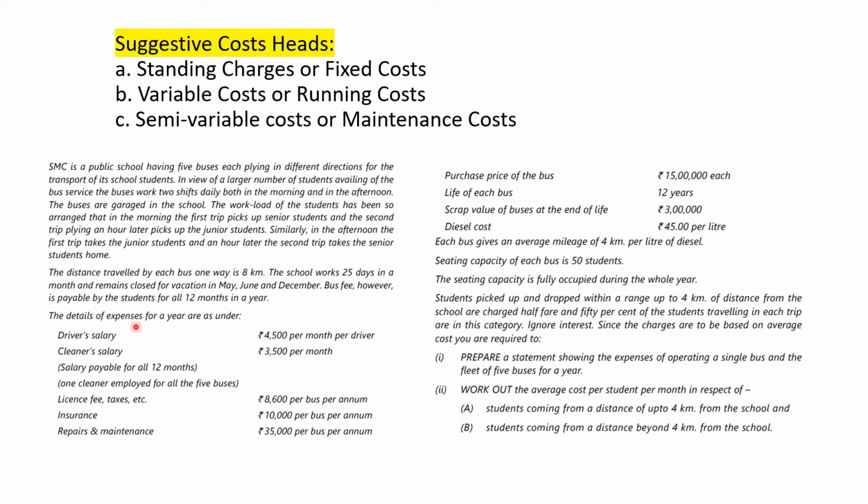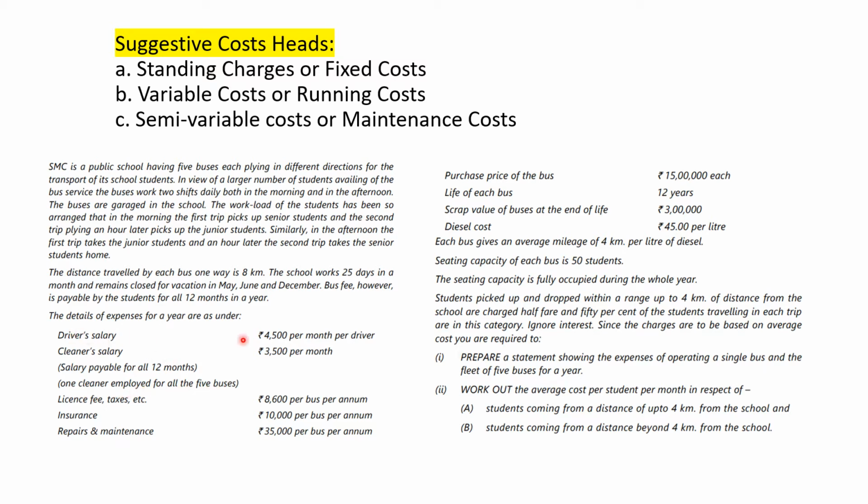Okay. Now coming to cost details which are given. The details of expenses for a year are as under. Driver's salary, it is always fixed, 4,500 per month per driver. So here per driver they are paying per month 4,500. Cleaner's salary payable for all 12 months. So they are saying for drivers and cleaners all 12 months salary is to be paid. So this is fixed for 12 months, 3,500 per month. Okay, cleaner salary. And they have further given information, one cleaner employed for all the 5 buses.